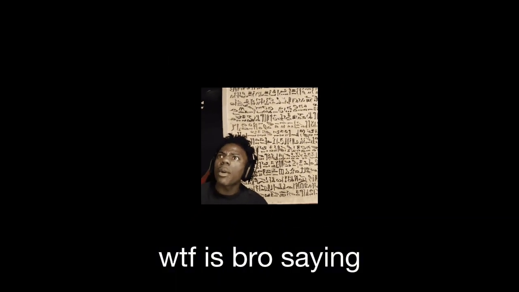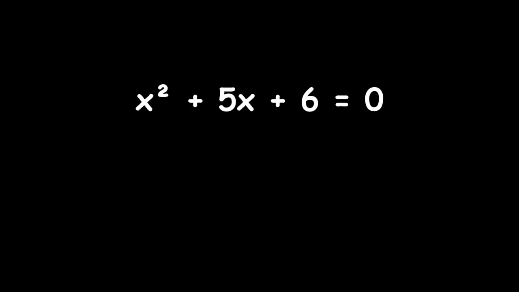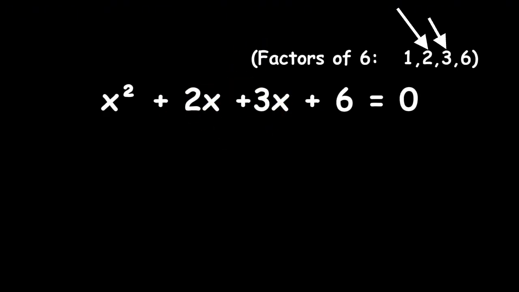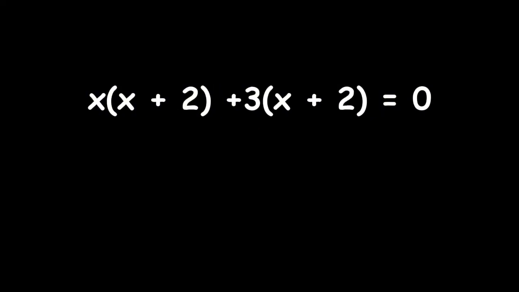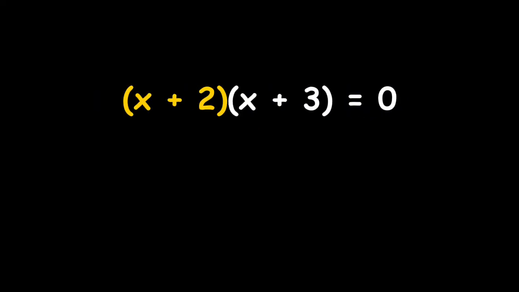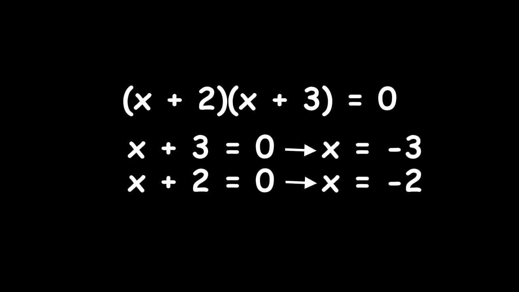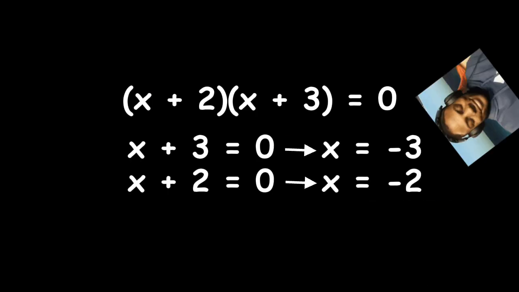Now what does this mean? This is done by breaking the middle term and writing it so that we can factor out specific terms. Like when we want to solve this equation, we smash 5x into 2x plus 3x because 2 and 3 are factors of 6. So we can take out x from here and 3 from there. We are left with x plus 2 times x plus 3. Then we equate each of these factors to 0 and get x equals minus 2 and x equals minus 3.